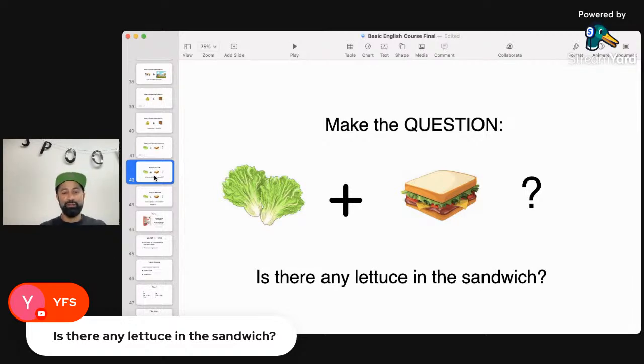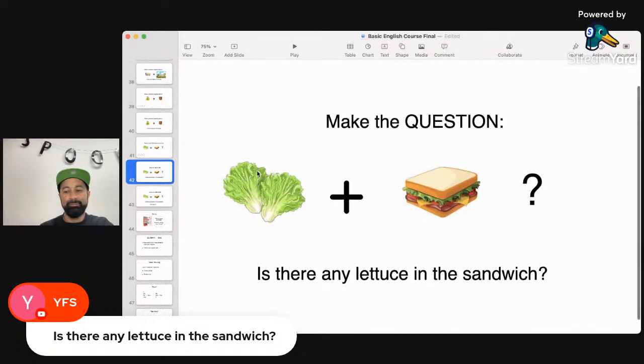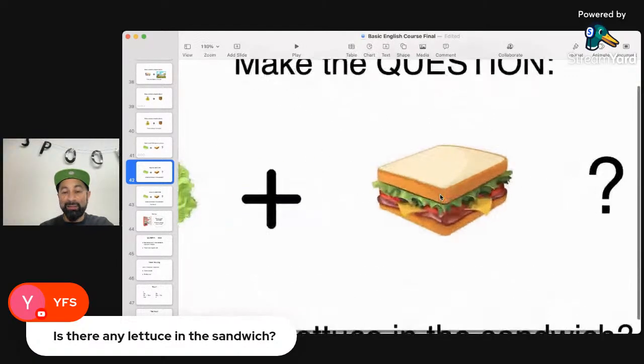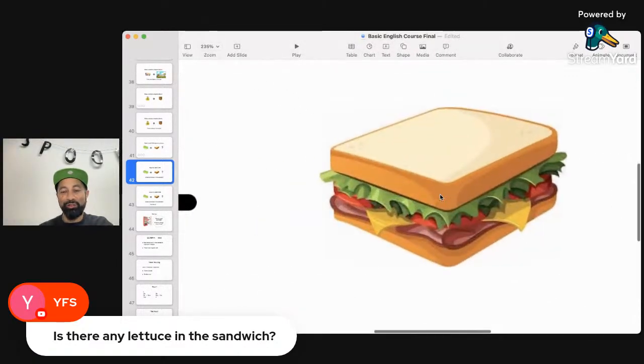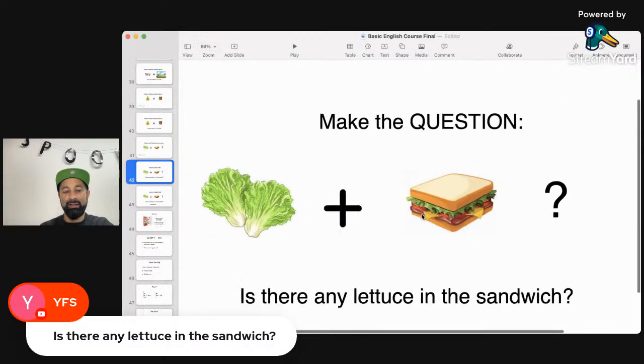Perfect. Now, you tell me, everybody, make the answer as well. What's the answer for this question? Is there any lettuce in the sandwich? Is there any lettuce in this sandwich? And if you need to make it a little bit bigger, there you go. Is there any lettuce in the sandwich? Let's make it a little bit smaller again.